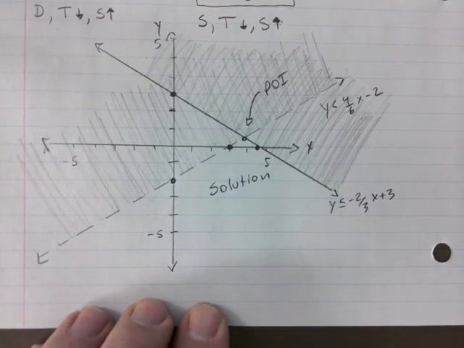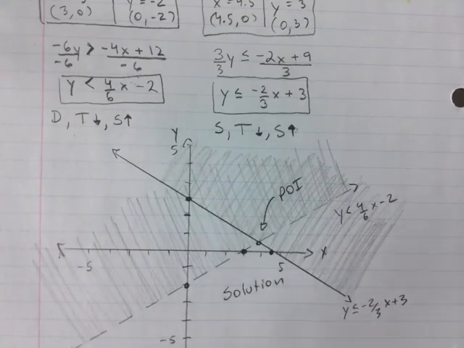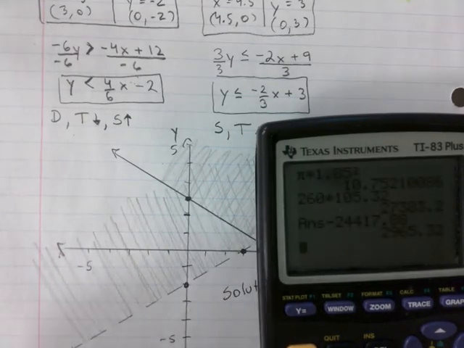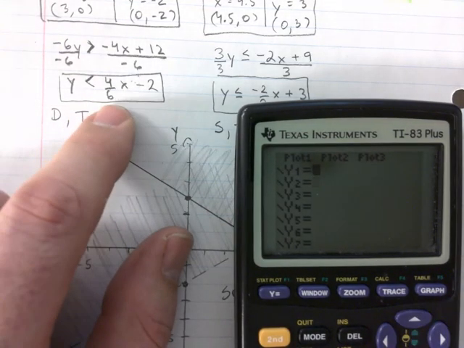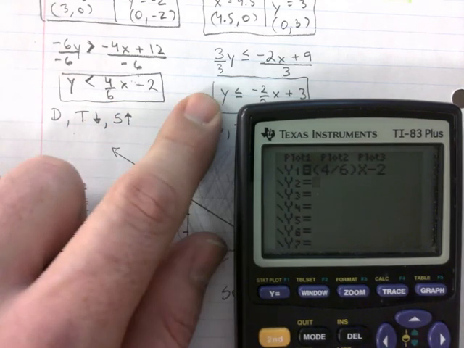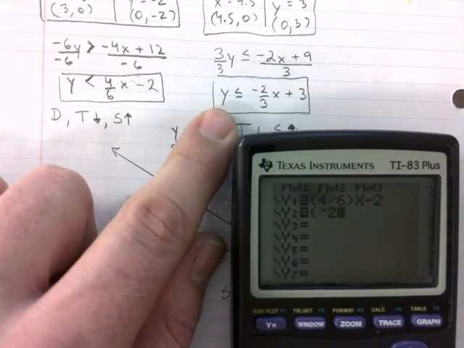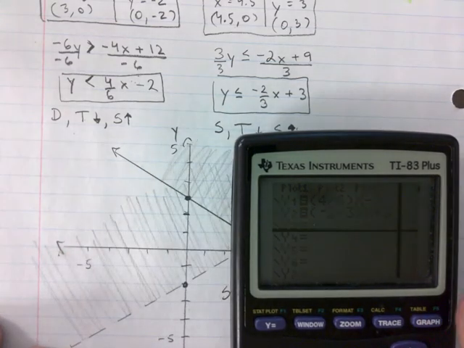Would you be able to find that using a calculator? Remember, we did all of that. You type both of these equations in. I'm going to do that before you go. You can pack if you want, but you at least write down, watch this, 4 over 6 x minus 2. And the other one is negative 2 divided by 3 x plus 3. I'm going to graph them both.